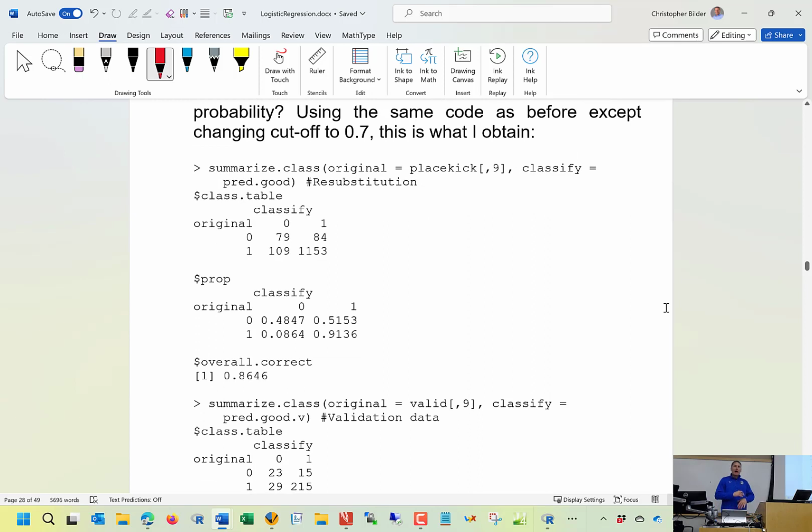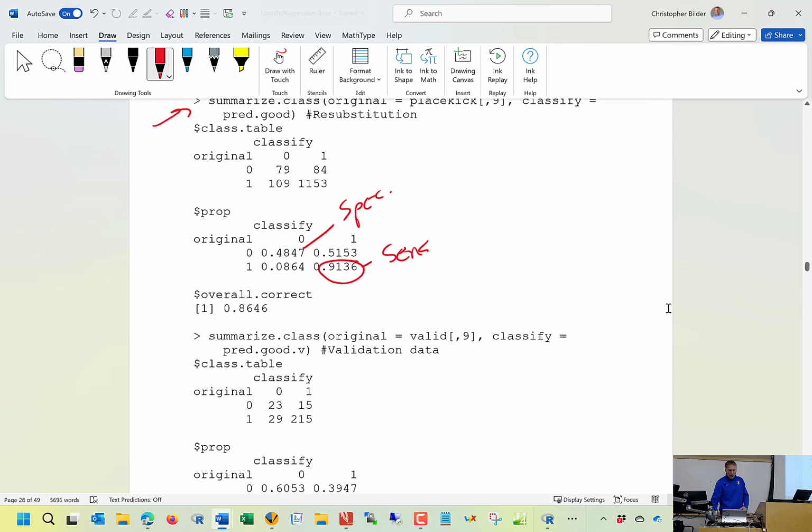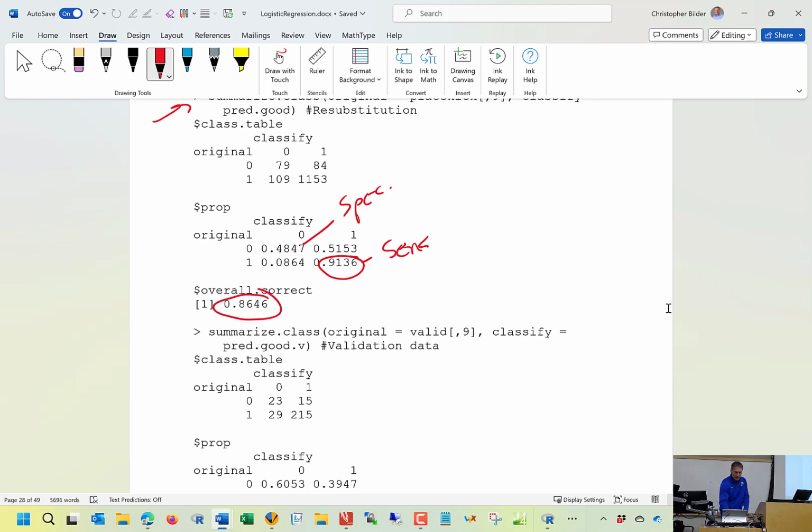So I use the same code before, but I just say cutoff equal 0.7. So I don't give all the details here, but I use my summarize.class once again. Look at how my sensitivity now has gone down because I have that higher threshold. But look at that specificity now. Now it's 0.48, much higher than what it was before. My overall correct classification rate, though, it went down a little bit for resubstitution.